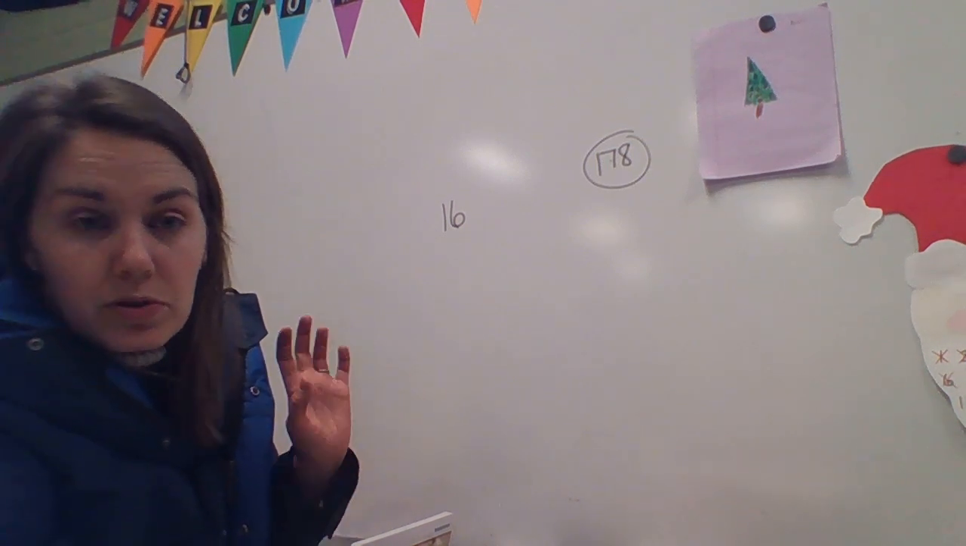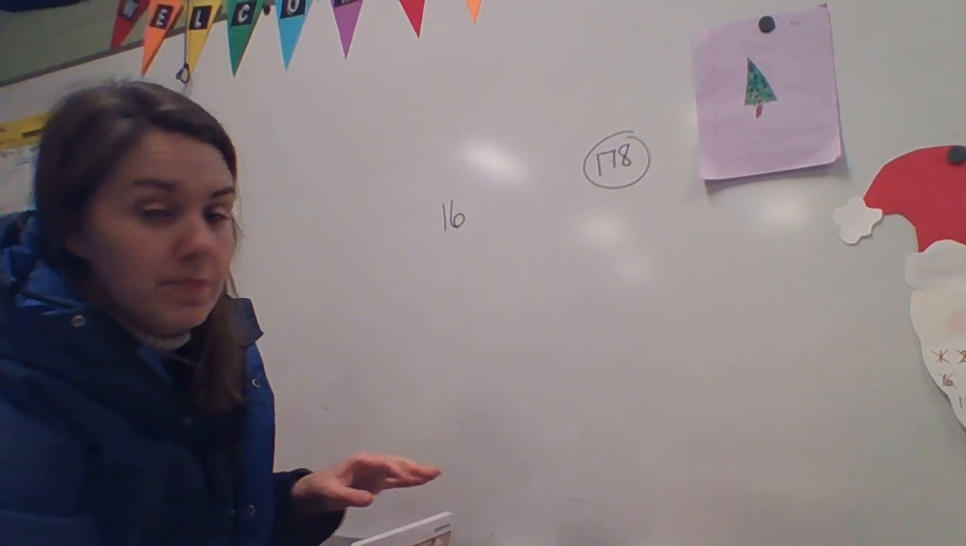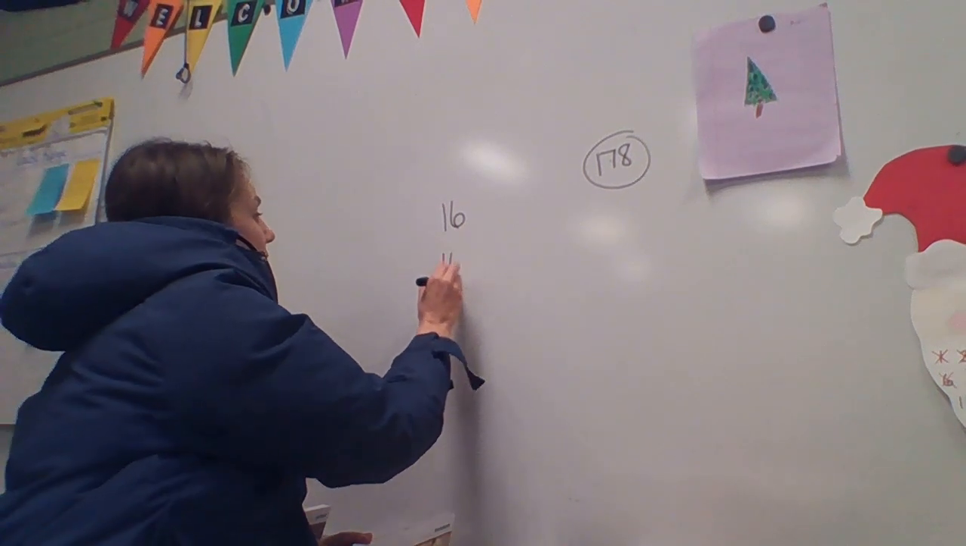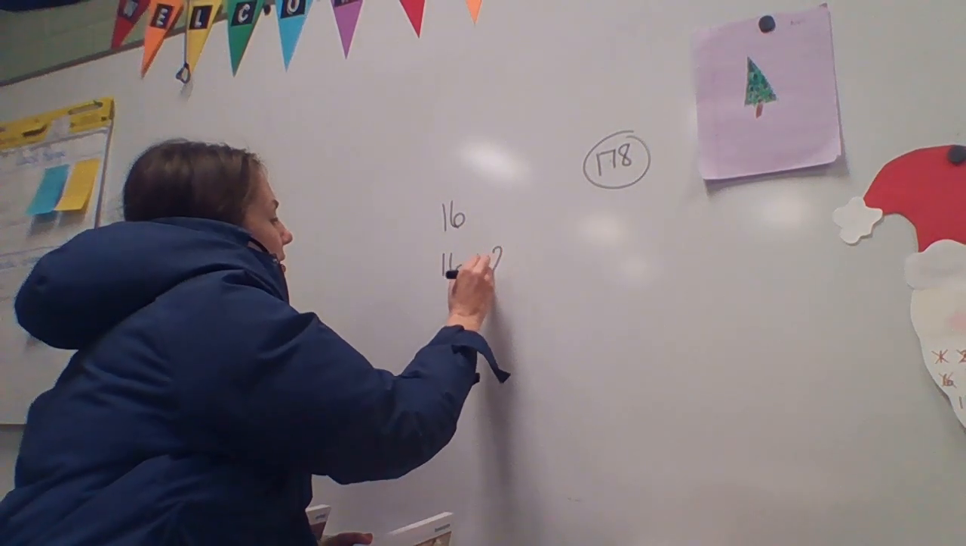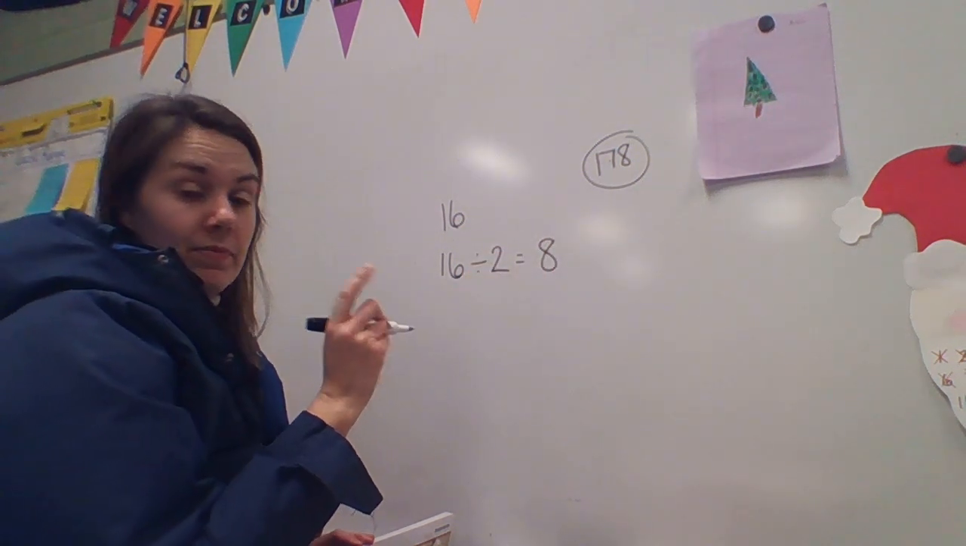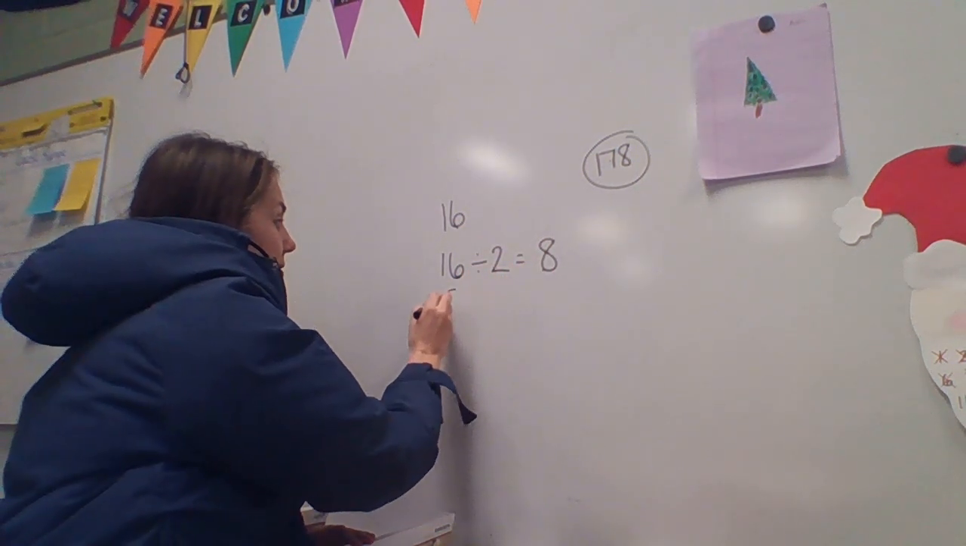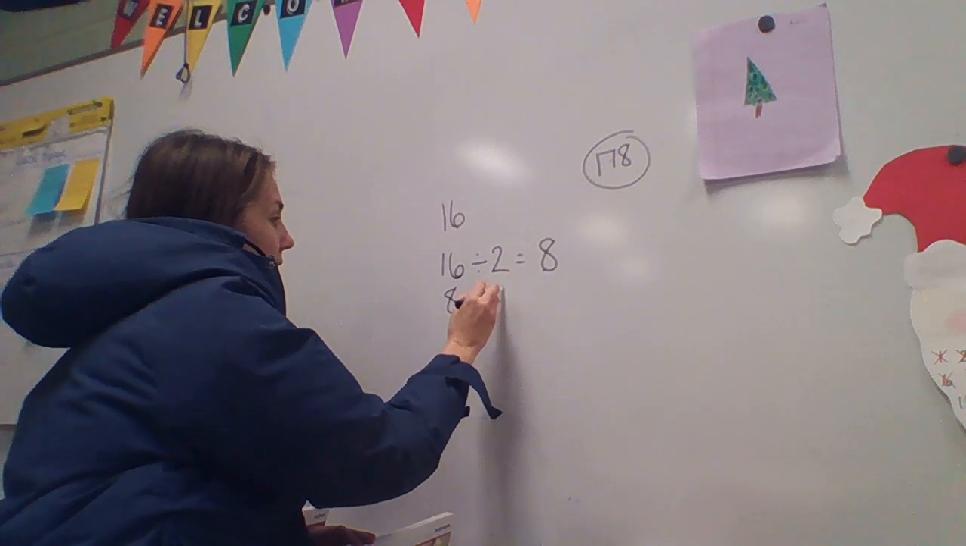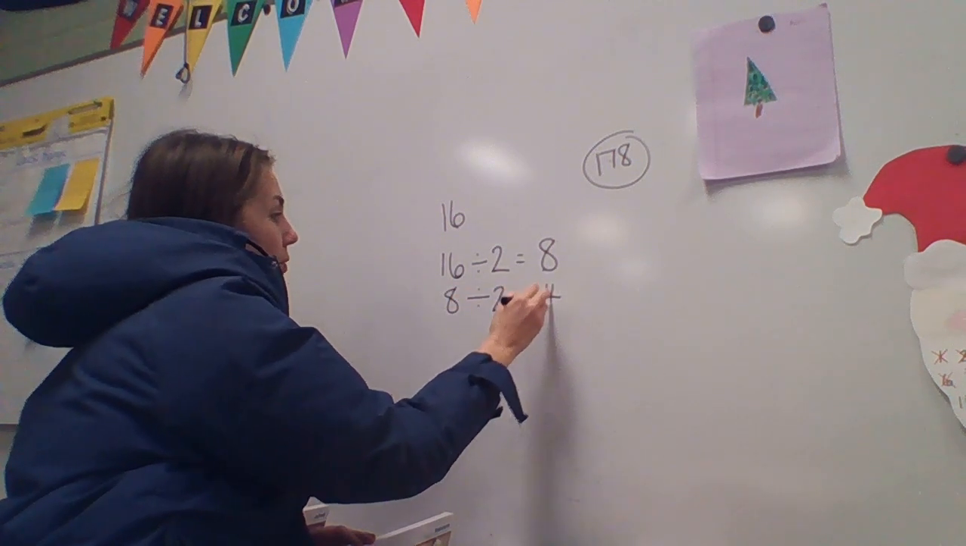We're going to do 3 times of dividing by 2. So let's go ahead and say we have 16 divided by 2 would be 8. So that would be 1 time. Then we're going to take our 8, divide it by 2 again, equals 4.